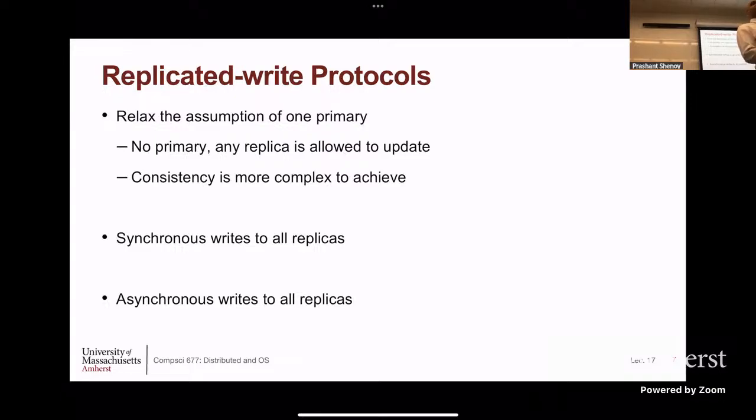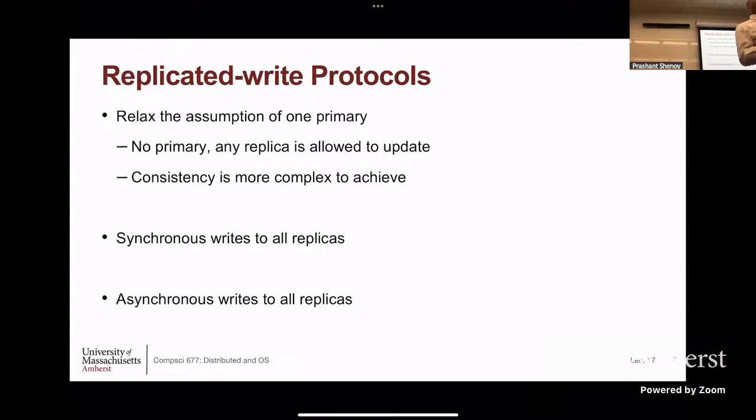Maybe the primary fails or something like that, and that's not resilient. So what can we do? In this case, by having no primary at all. So you have a set of replicas. The replicas can make updates, and you still want to ensure consistency.